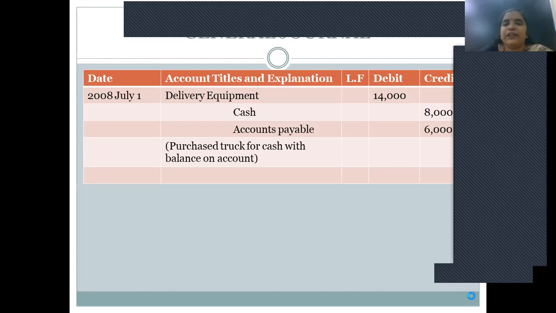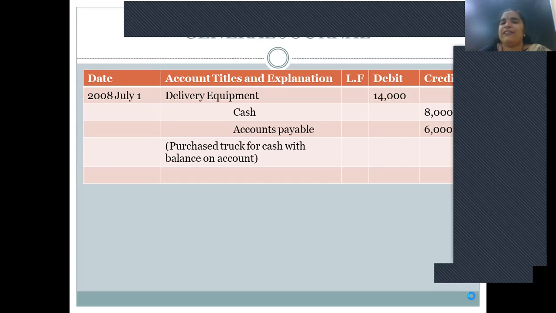Say for example, you have opened a new restaurant and you are giving home delivery service. So you are purchasing delivery equipment, and that delivery equipment costs 14,000 rupees. It may be a second-hand vehicle also, because in 14,000 rupees you may not get a new one. Whether it is second or first hand doesn't matter. I am purchasing a vehicle.